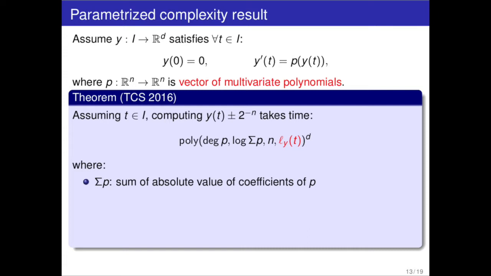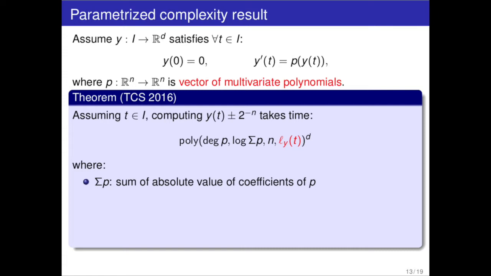And one result that I've obtained is the following. We need to make a strong assumption. We need to assume that now f is polynomial. So P is going to be a vector of multivariate polynomials. There's no cheating on the coefficients. Okay?